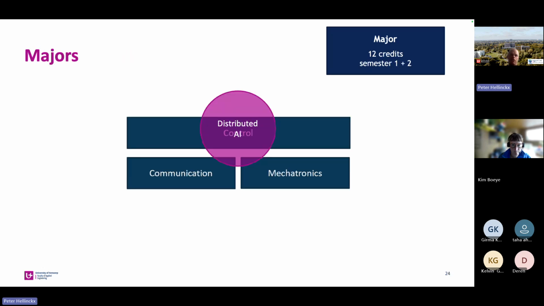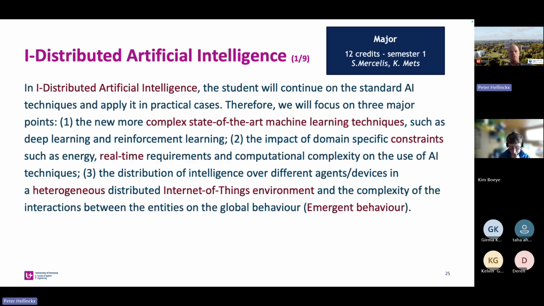Then the last major is about distributed artificial intelligence. Of course, that is all about control, but it also incorporates the mechatronics because you have to control a system. So at least you need to know what the system is and how it works. And of course, we cope with distributed artificial intelligence, which means that they are distributed and for this have to communicate. And that is how we approach it.